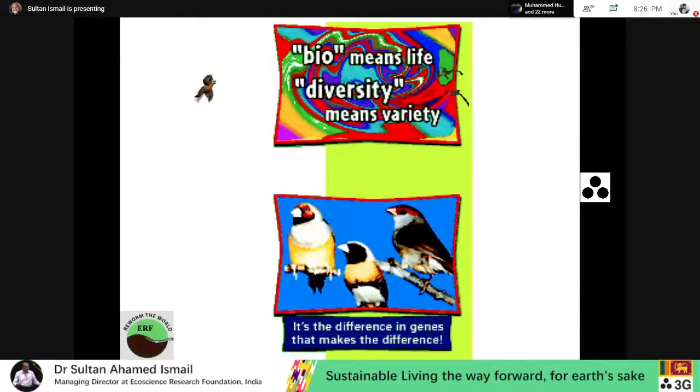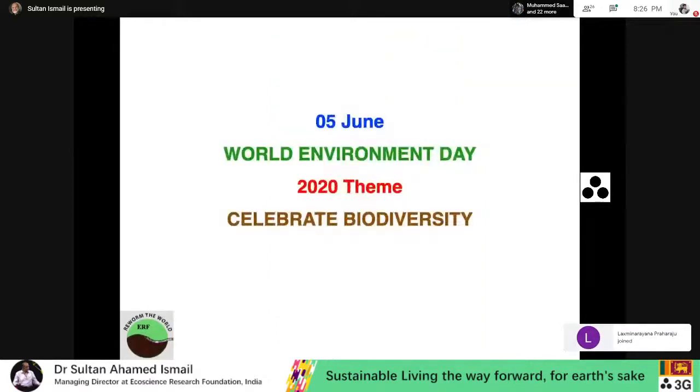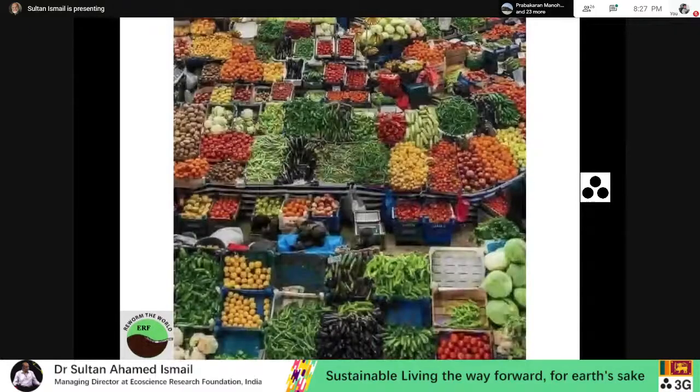Biodiversity. Bio means life. Diversity means variety. Now, if you understand, 5th June, the theme for 2020-21 is Celebrate Biodiversity. Please remember this term, Celebrate Biodiversity. In Tamil, we'll call it Palluir Kondaduvom. Celebrate Biodiversity. Please remember it. This is our Asian biodiversity.